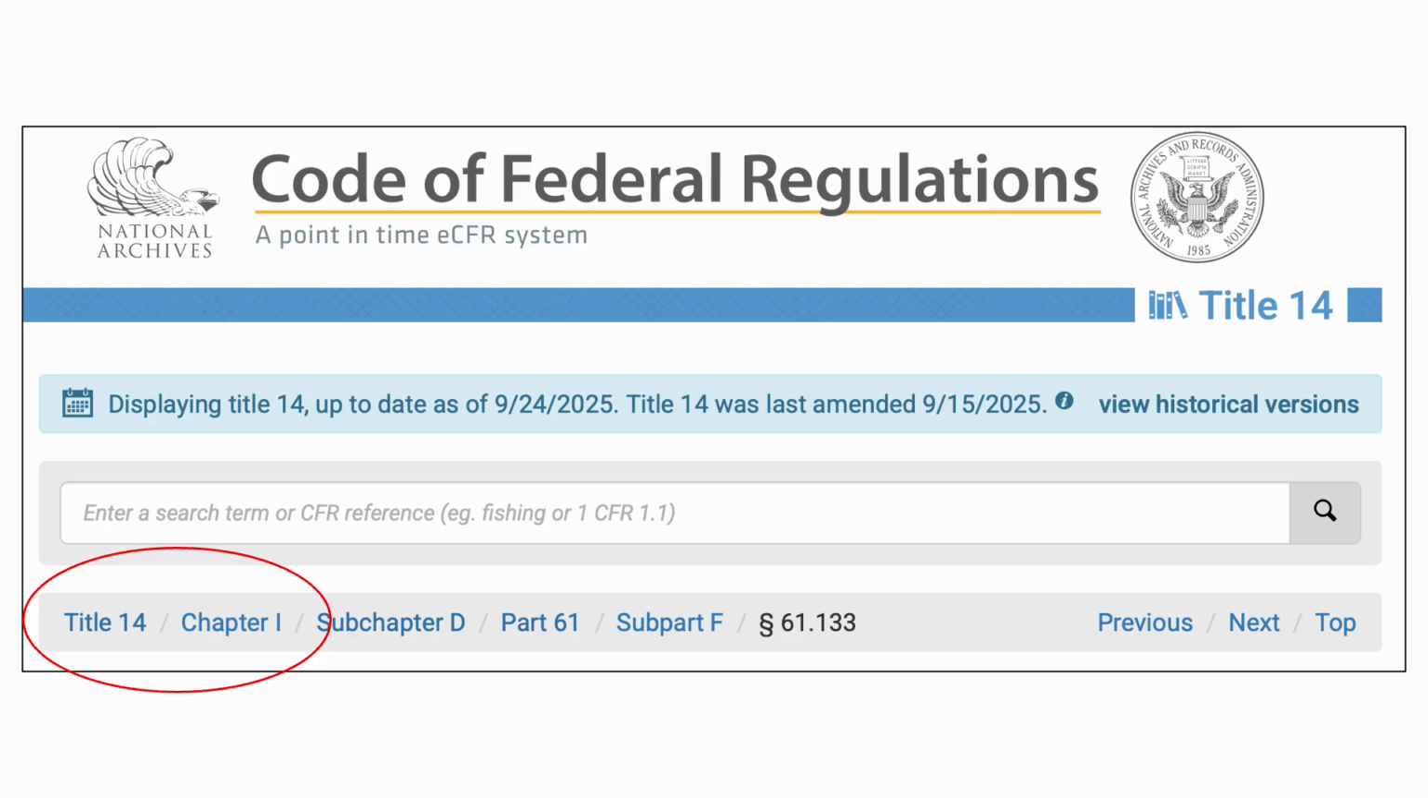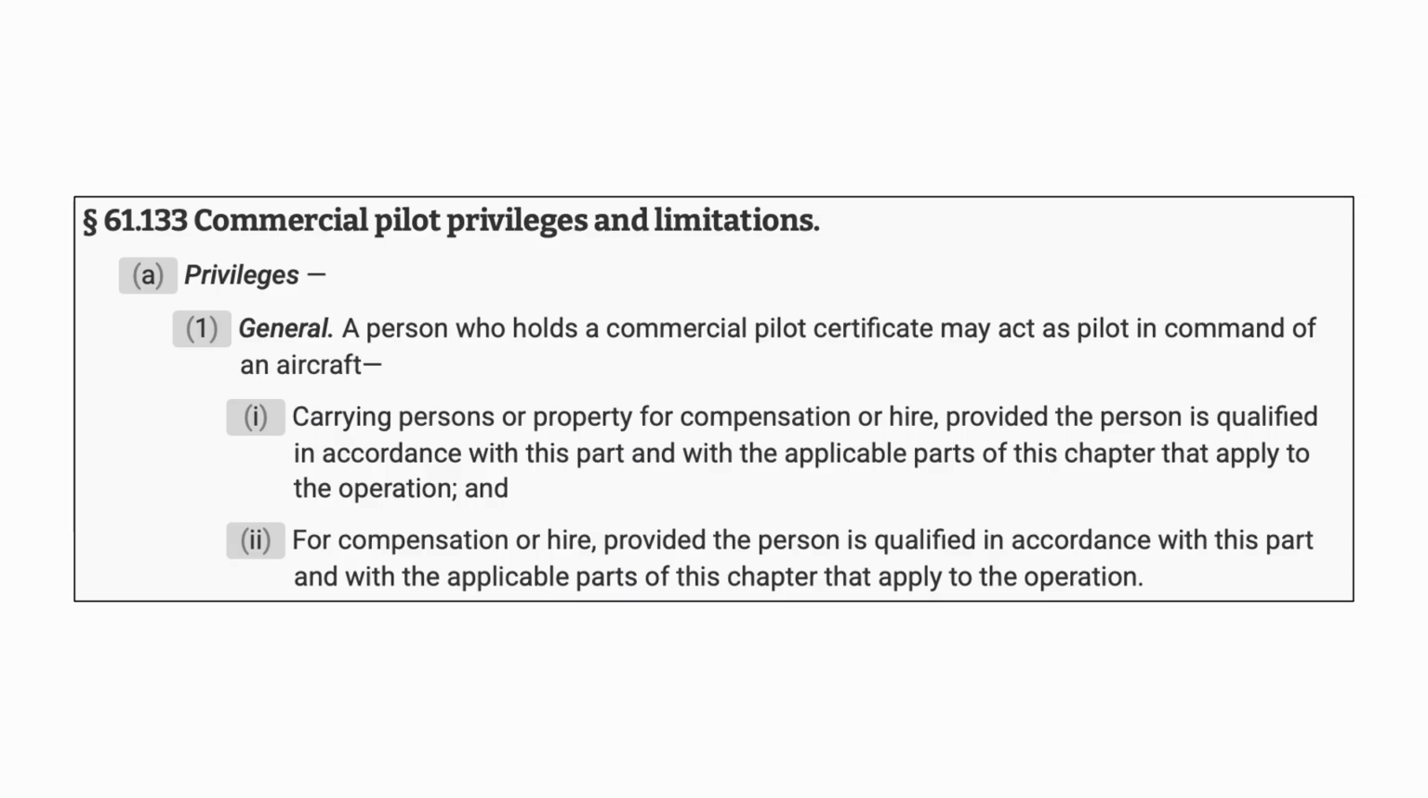Under 14 CFR 61.133(a)(1), commercial pilots may carry persons or property for compensation or hire. This privilege is not absolute, but is conditioned upon qualification under Part 61 and compliance with applicable operational requirements. The regulation deliberately avoids defining specific operational scenarios, instead creating a framework that must be interpreted in conjunction with other regulations.